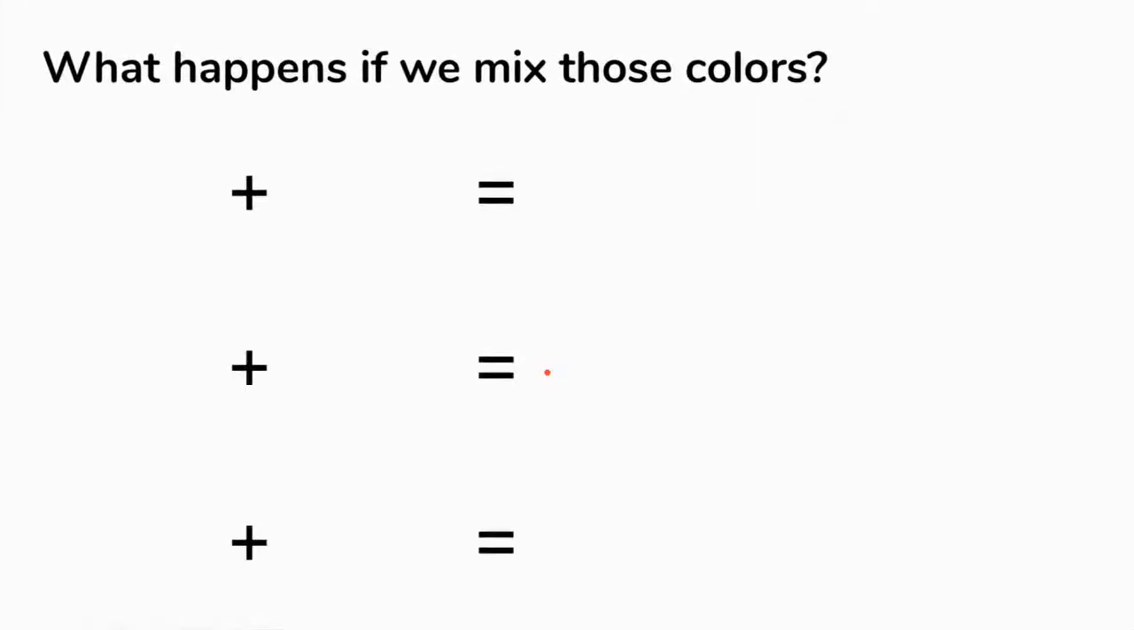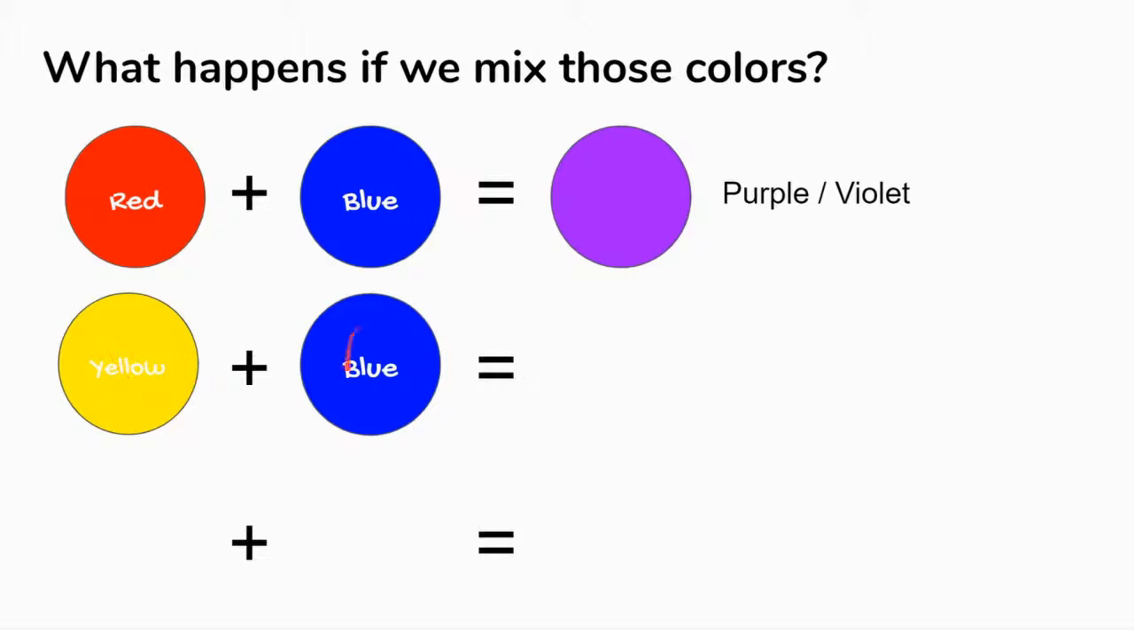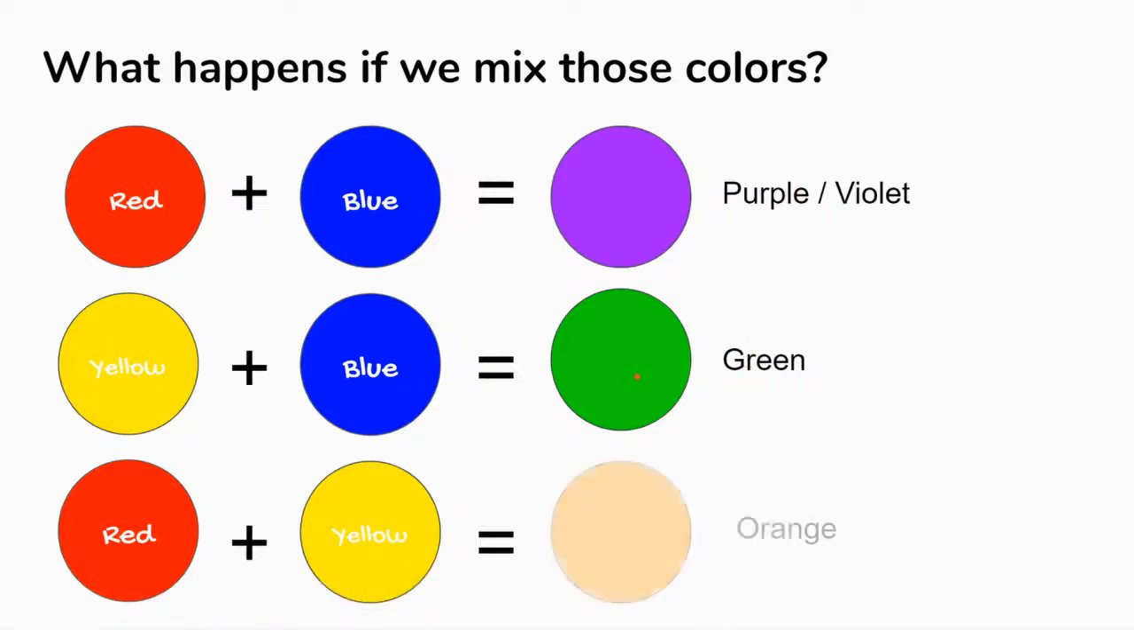Now let's talk about what happens if we mix our primary colors together. Red and blue. If we mix these together, what do you guys think will happen? Well, I'll tell you, it's purple. When you mix these two up, you get purple. What about yellow and blue? What do you think it is? If you mix yellow and blue together, you get green. What about red and yellow? What color do we get if we mix these two together? We get orange.